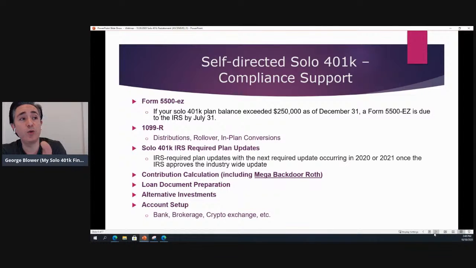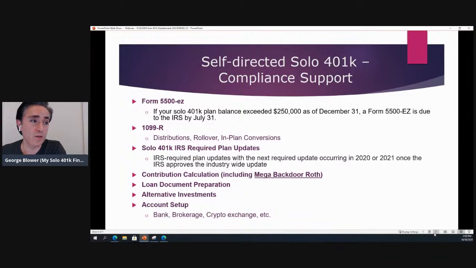So the balance exceeds $250,000 as of December 31st. We talked about all the different sub accounts, all the different types of assets, what's the value, and that's what triggers it. The 1099-R comes up in different situations: distributions, a rollover, in-plan conversions. Again, we prepare that as part of our services for no additional charge. Required plan updates. There's a major update on the horizon. There are also periodic updates in addition to the major update that will be needed. So we take care of that for our entire plan population automatically.